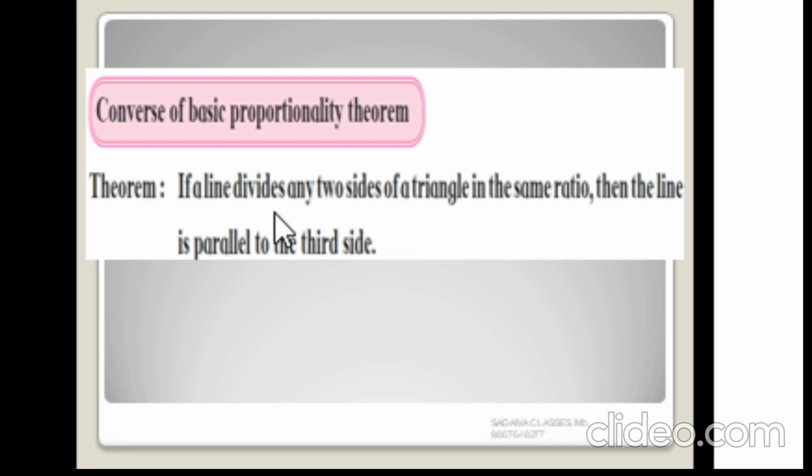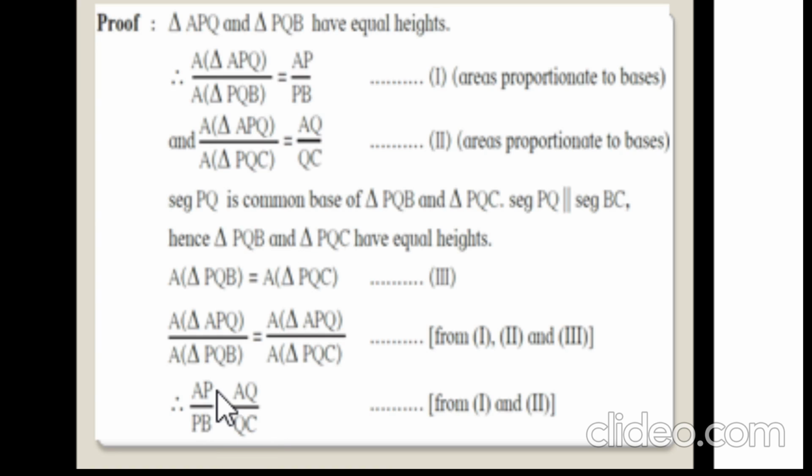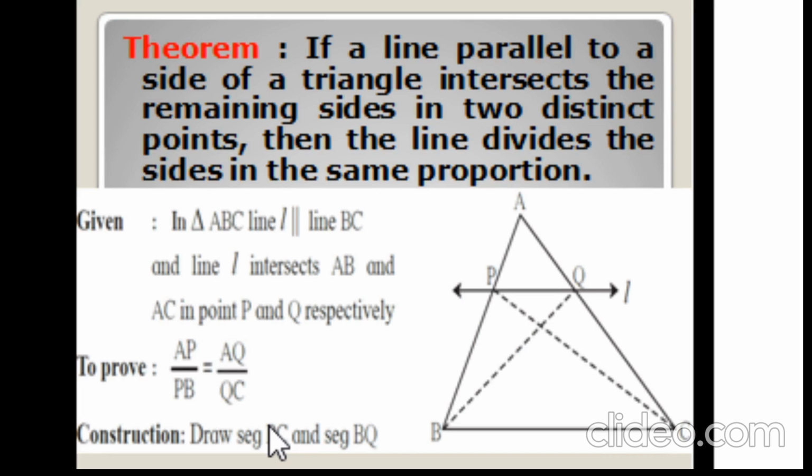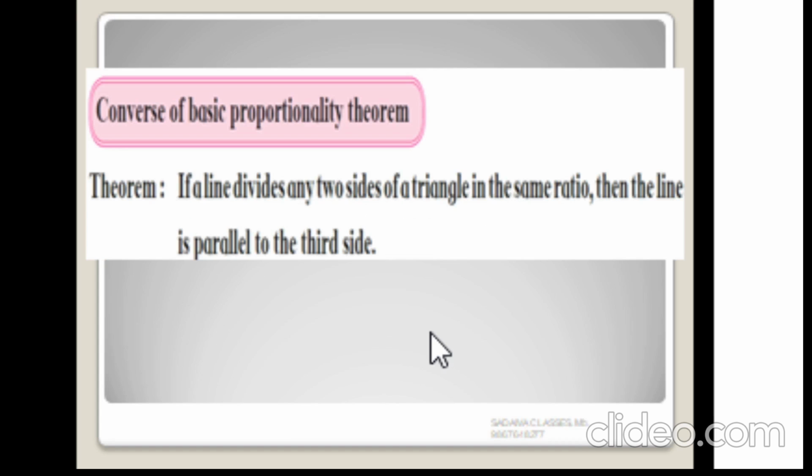If a line divides any two sides of a triangle in the same ratio, then the line is parallel to the third side. If AP upon PB is equal to AQ upon QC is given, then the line L is parallel to line BC. This is the converse of the basic proportionality theorem. This theorem is very important, students, so you have to study it very well and apply it in your upcoming questions.